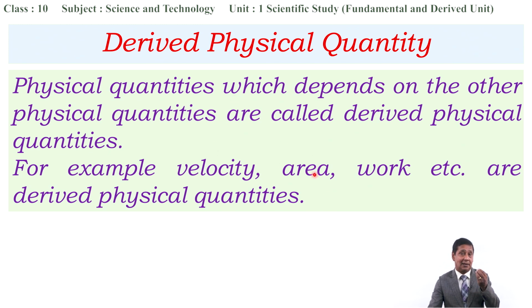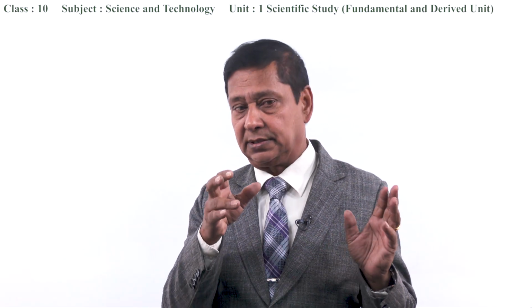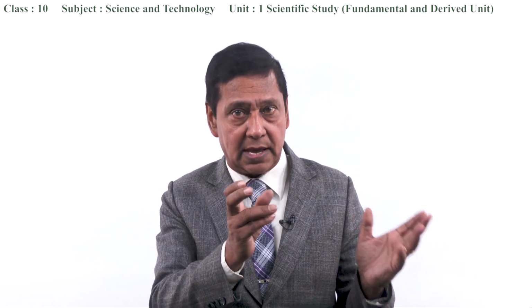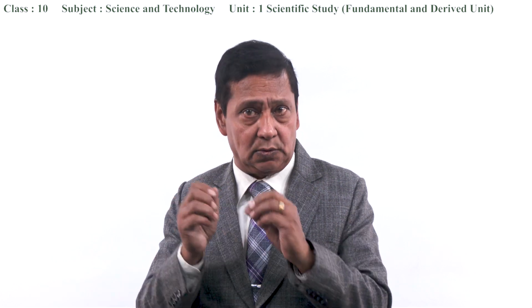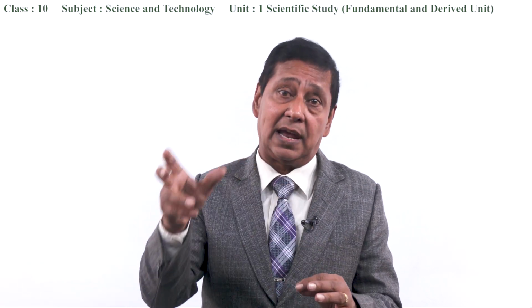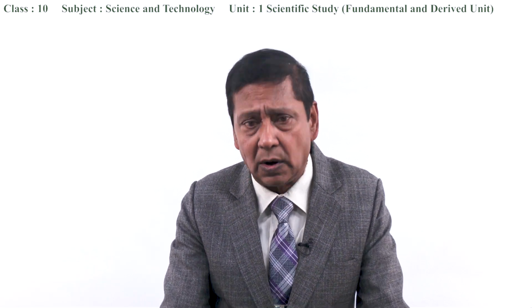Area depends on length and breadth. Work equals force into distance. It depends on force and distance. That's why these are quantities which depend on others, which are derived from other quantities. They are derived physical quantities. Okay, now I told you about fundamental physical quantity and derived physical quantity. Now, fundamental unit and derived unit. Let's talk about that. Now, what is fundamental unit?